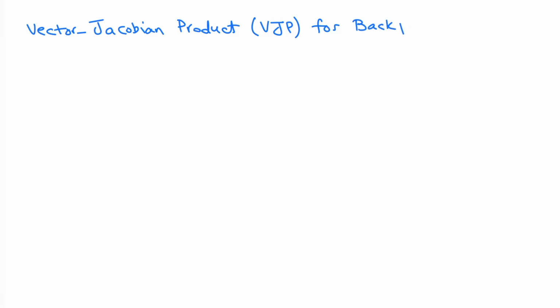Hello everyone. In this video, we discuss Vector-Jacobian product or VJP for backpropagation, which is the main mechanism for calculating gradients in PyTorch and other deep learning frameworks. In order to do this, we have to review a few topics from vector calculus, and we start by looking at the definition of gradient.